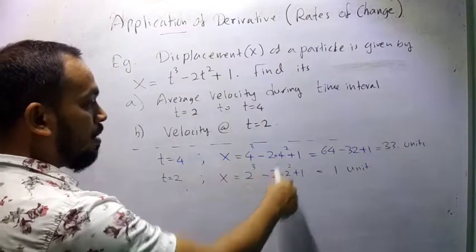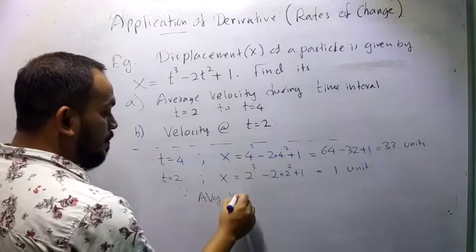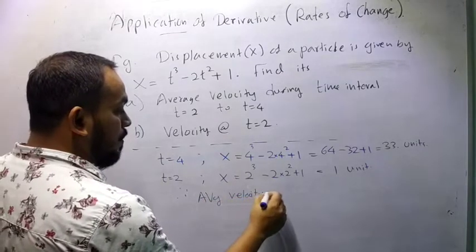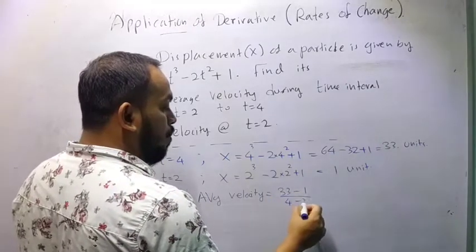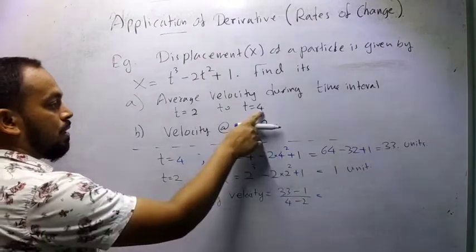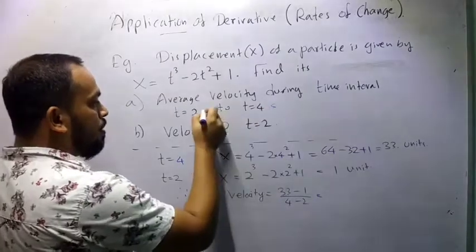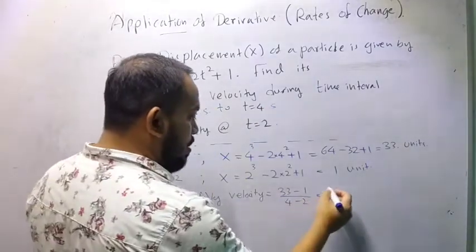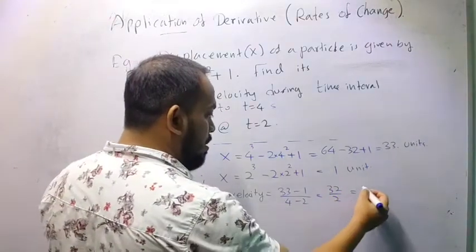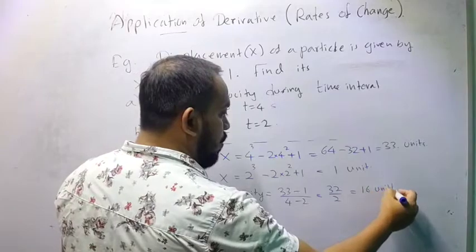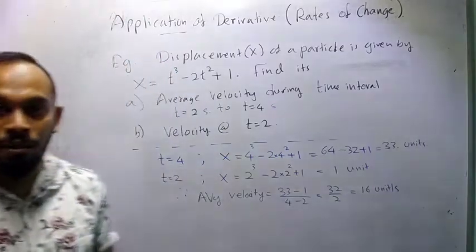So average velocity would be 33 minus 1 divided by 4 minus 2. Why 4 minus 2? It is t equals 4 and t equals 2. So say these are seconds, right? In that case, 32 divided by 2. So the answer is 16 units per second, right? This unit could be meters, centimeters, kilometers, whatever.